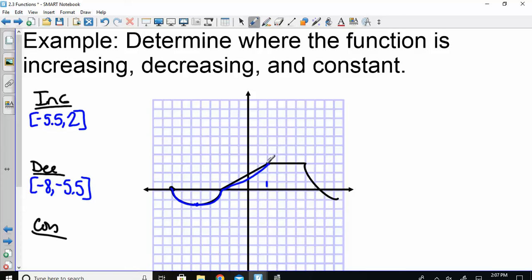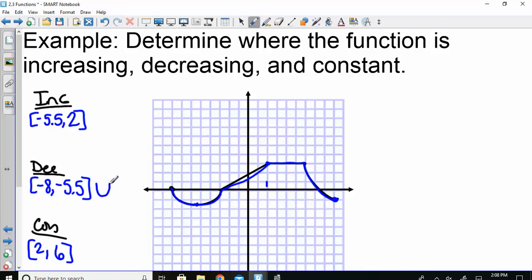Okay, then starting at 2, what happens? It is constant. From 2 until 6. And then what happens? Decreasing. Let's pretend that's just the top right there. I didn't really need the graph to go on. So it's decreasing until we get to 9.